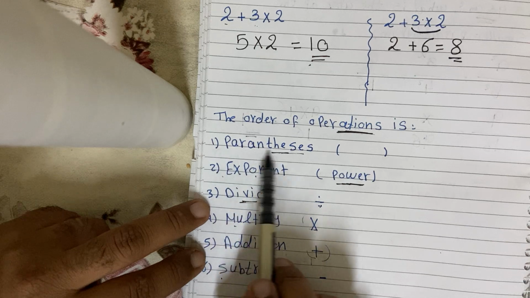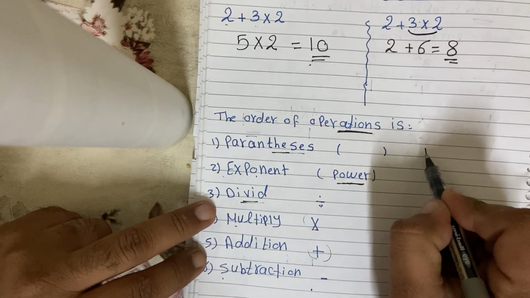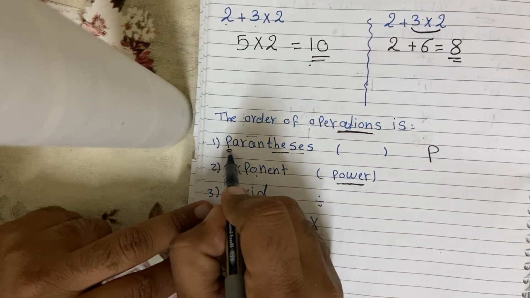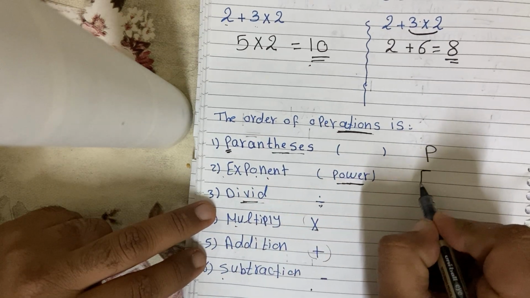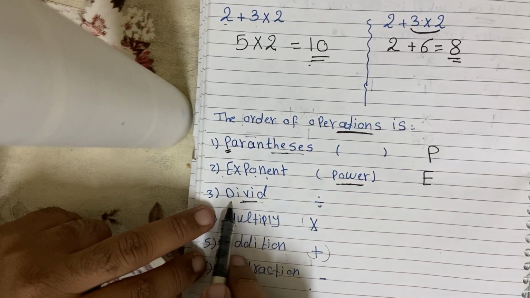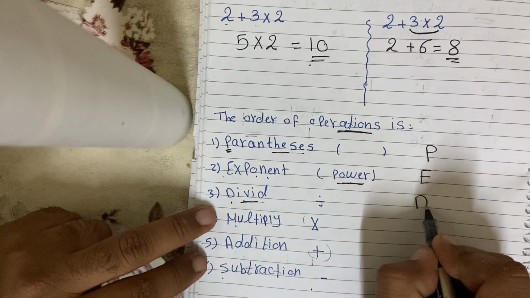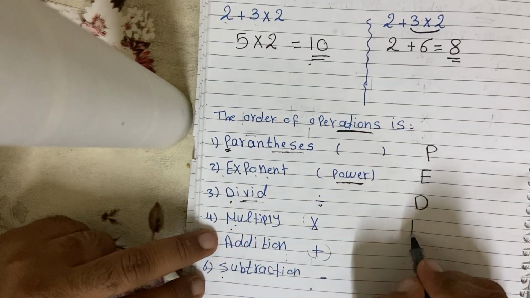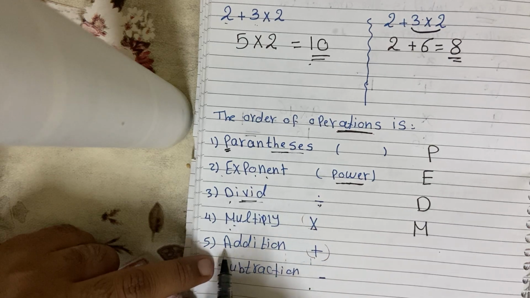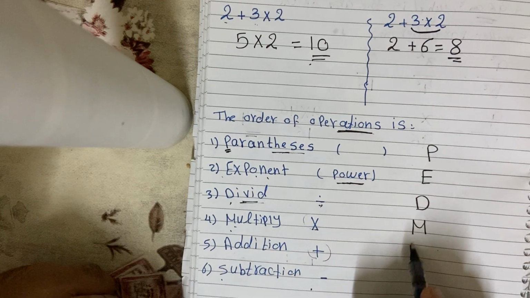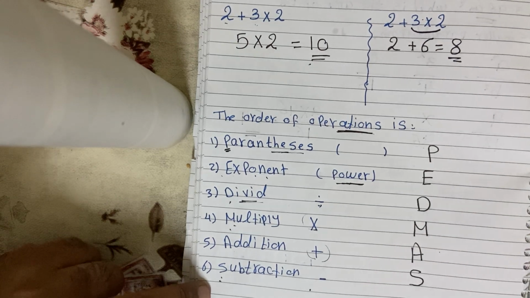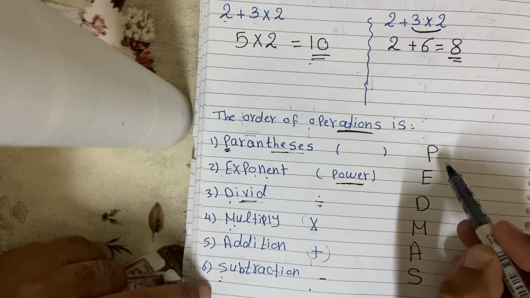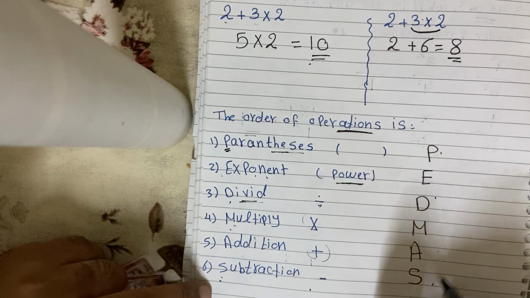Again, parentheses, the first letter is P. Bracket, the first letter is B. Exponent, the first letter is E. Divide, the first letter is D. Multiply, the first letter is M. Addition, the first letter is A. Subtraction, the first letter is S. So we have this word, BEDMAS.